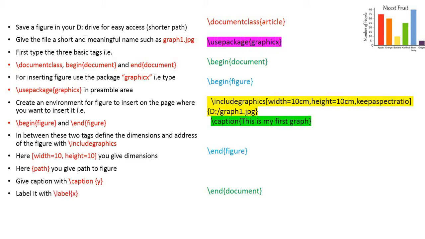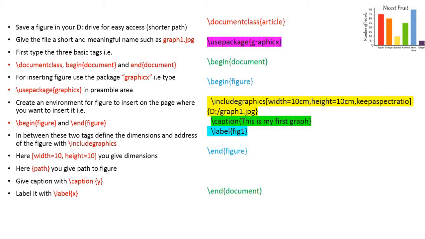Then another important thing is the \label command beneath your caption command. This label will not appear in your final document. This is just to tag your figure with a certain code or name so that you can refer to your figure later on in the text of your document. So type \label and give some meaningful label to your figure. For example, here I have given fig1.